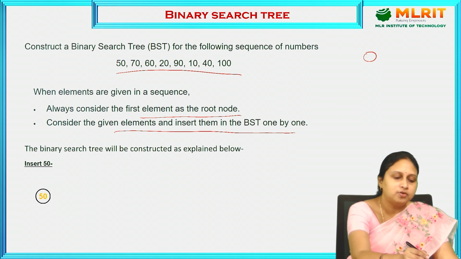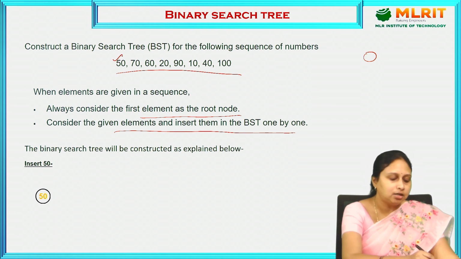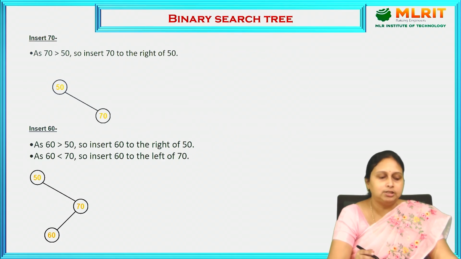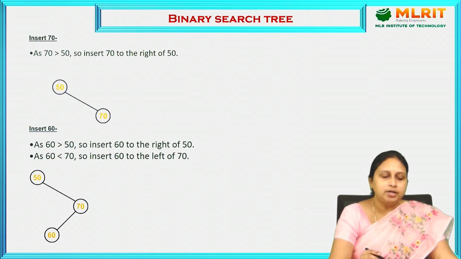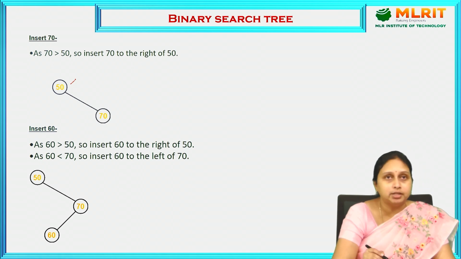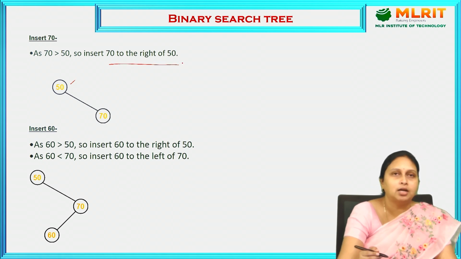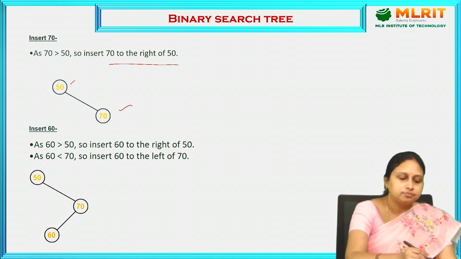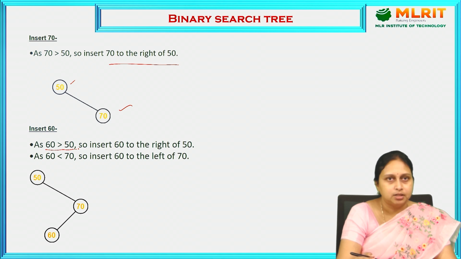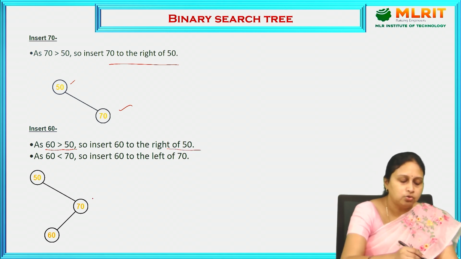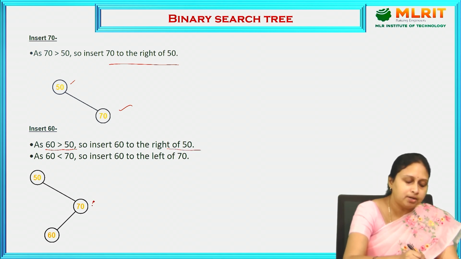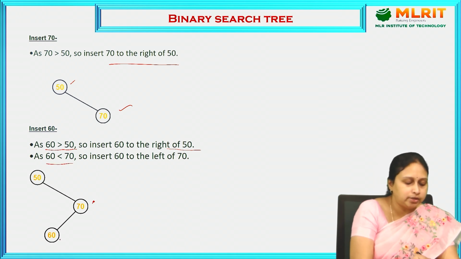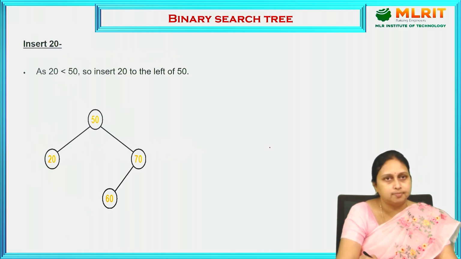First, the first node is 50. 50 is inserted because that is the first element, so it becomes the root node. Next, we have the element 70. We need to check with the root node. 70 is greater than 50, so we insert it on the right of 50. Then, insert 60. 60 is greater than 50, so we go to the right of 50 and compare it with the node already there. 60 is less than 70, so we need to insert it on the left side of 70.